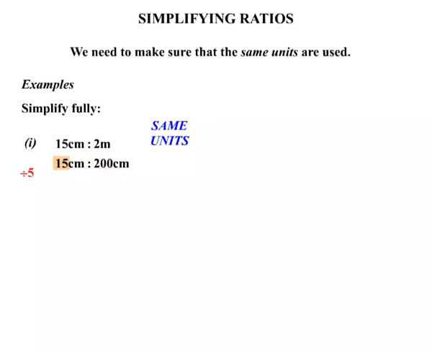Firstly, the 15. Divide that by 5, we get 3. And the 200 divided by 5 gives us 40. Now notice our answer there, 3 to 40. We don't include the centimetres or units in our answer.